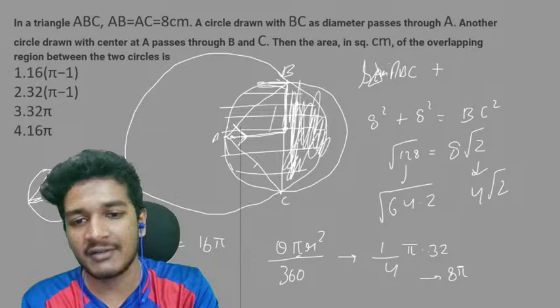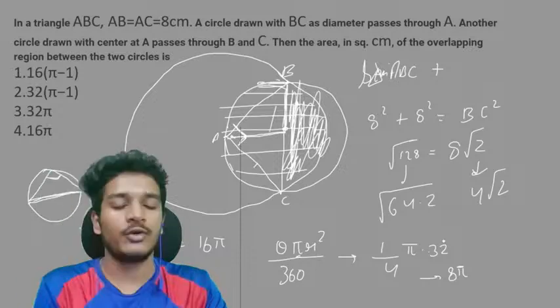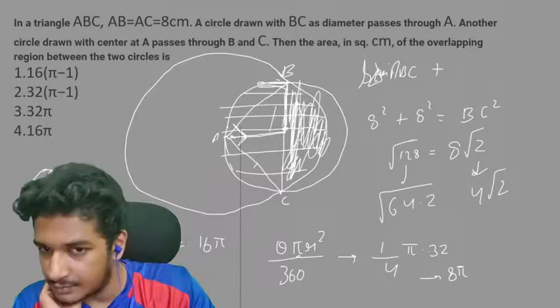One second. Did we do something wrong here? I feel like we did something. Yeah, okay, this was 8 pi. Yeah. Go on. Still waiting for the answers.